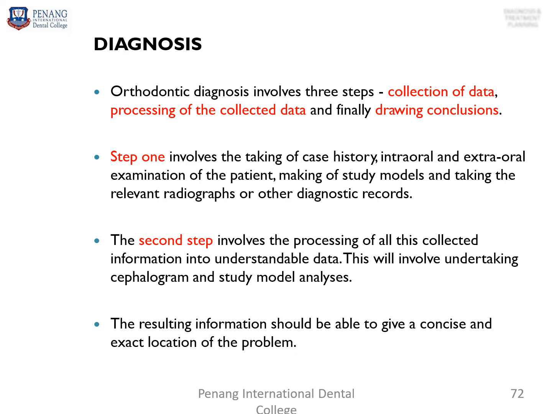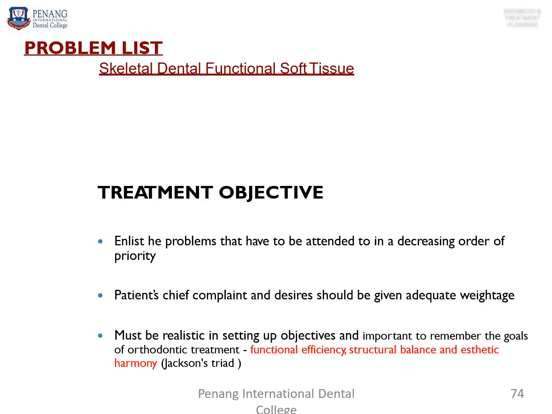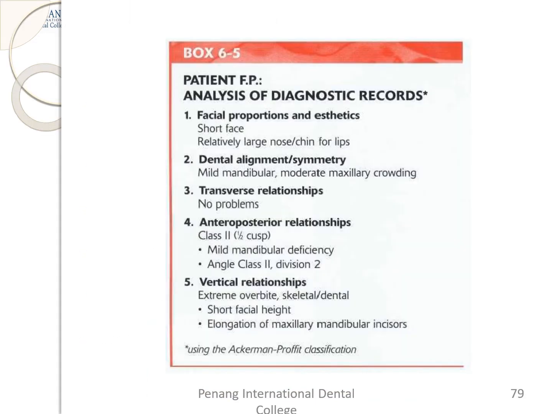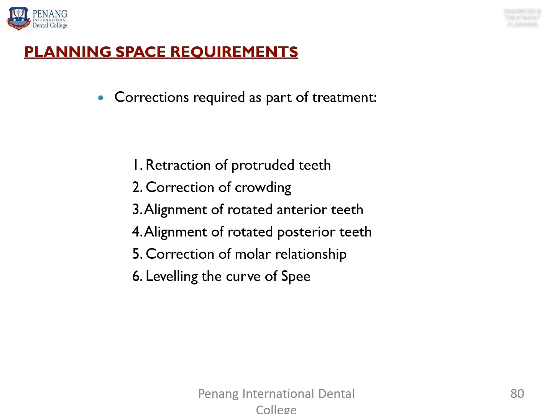Let me skip through this and come to the main part of the topic. This is important; the rest we can cover when the class resumes, but this is very important. How do you plan the space? How do you know whether you want to extract or not? It depends upon how much you want to retract, how much you want to correct the crowding, how much alignment is required if the tooth is rotated, and correction of molar relation and leveling.